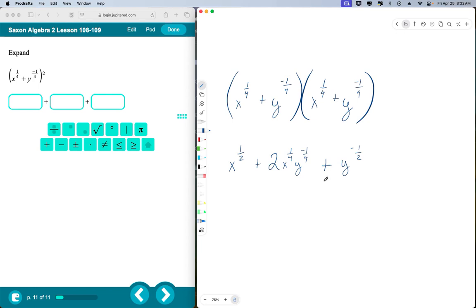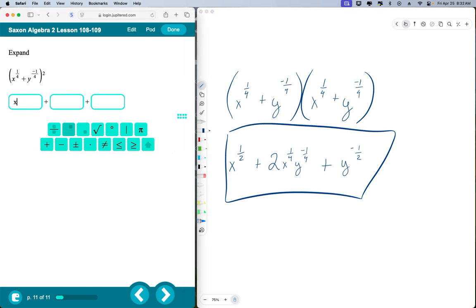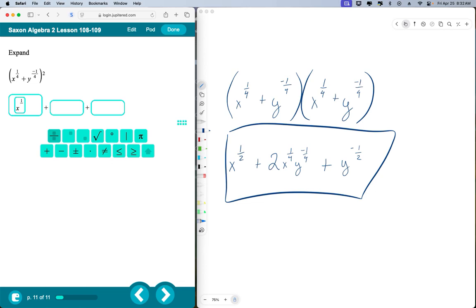So that's it. I'm going to double check to make sure that that is right. x exponent 1/2, 2x exponent fraction 1/4, y exponent fraction negative 1/4, and then y exponent fraction negative 1/2. And that's right. We did it right.